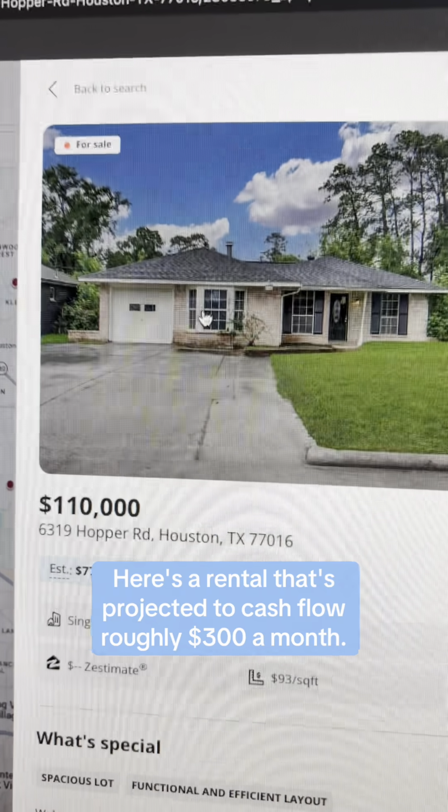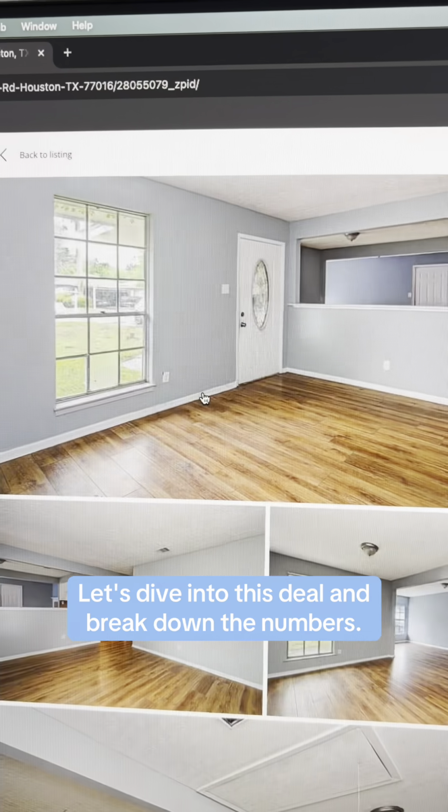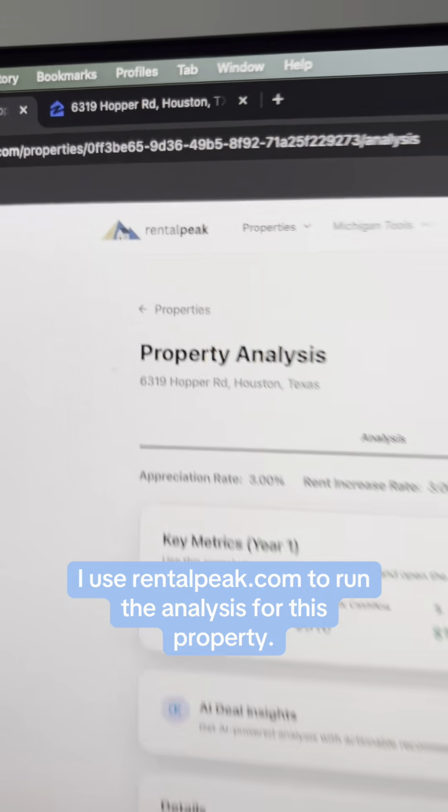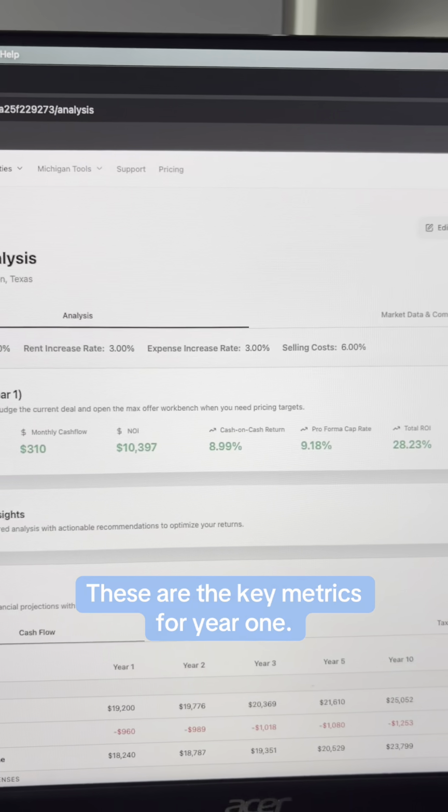Here's a rental that's projected to cash flow roughly $300 a month. Let's dive into this deal and break down the numbers. I use RentalPeak.com to run the analysis for this property, and these are the metrics that it returns. These are the key metrics for year one.